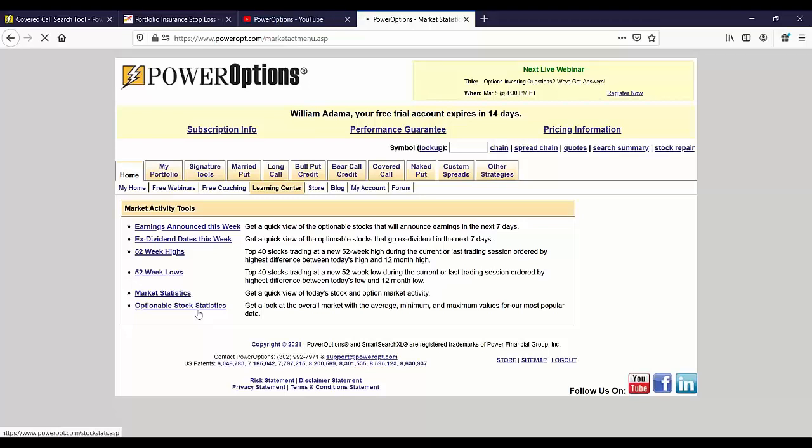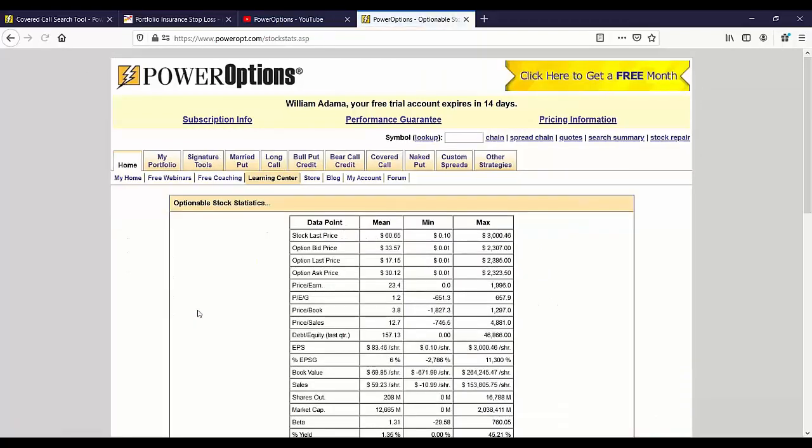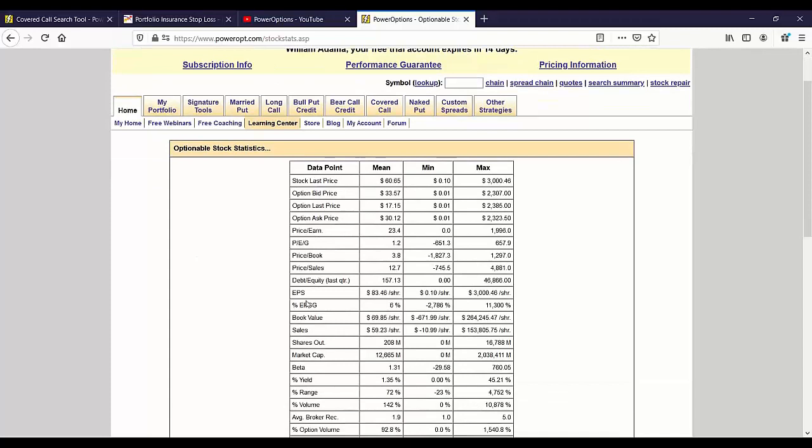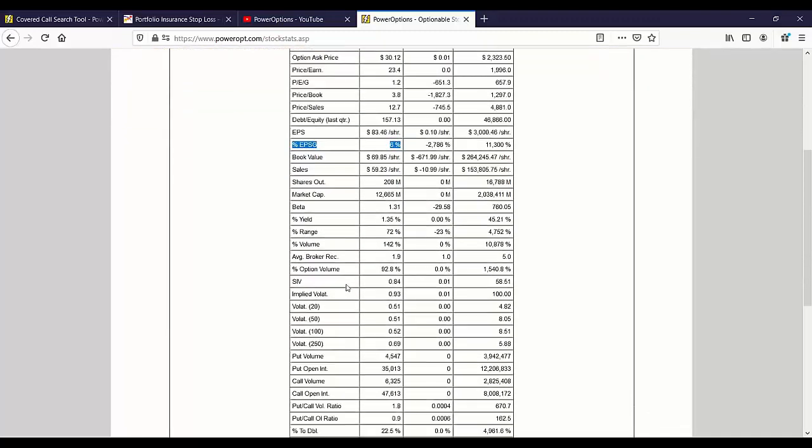The optionable stock statistics table gives us a range of different stock and option criteria with the minimum, maximum, and the mean for various indicators. Earnings per share growth: the average right now is 6% across all optionable stocks, ETFs, and indexes. Well, the indexes and ETFs don't count their earnings per share growth, of course. Then we have PEG ratio, sales.